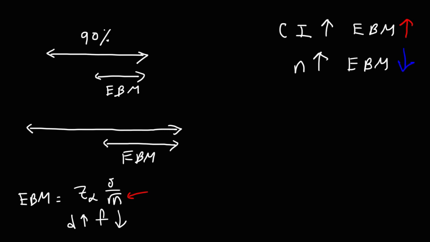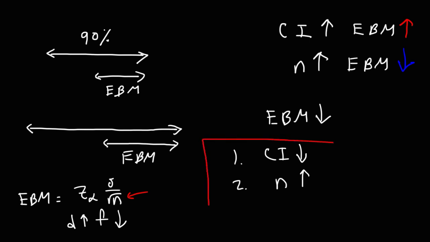So there are two ways in which we can decrease the margin of error. The first way is to decrease the length of the confidence interval. If we decrease that, the margin of error will go down. The second option is to increase the sample size. Those are two simple ways in which we could decrease the margin of error.